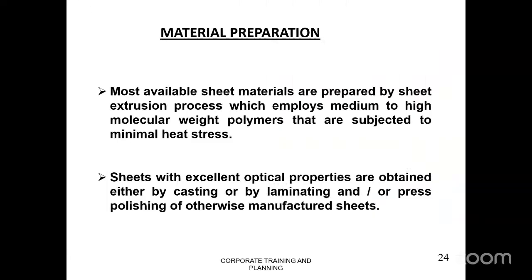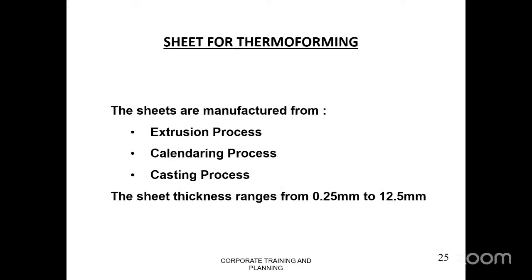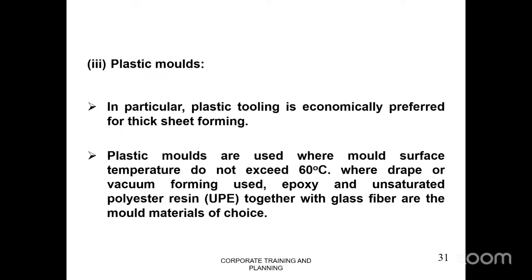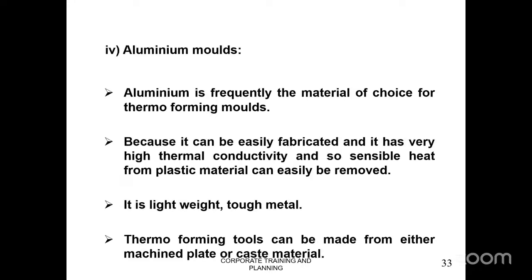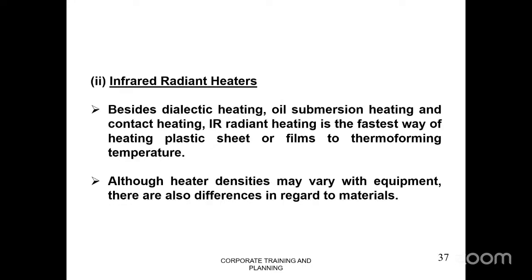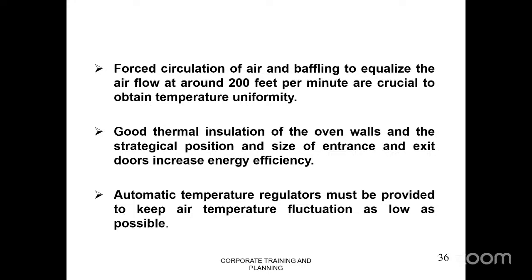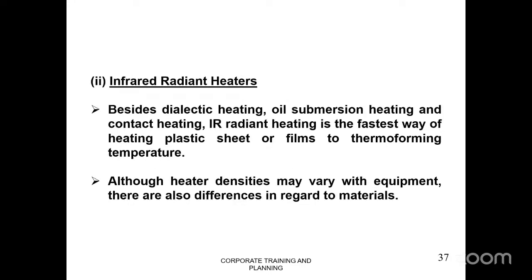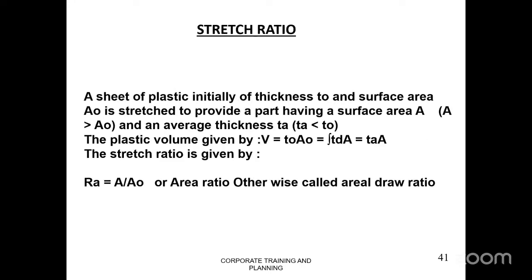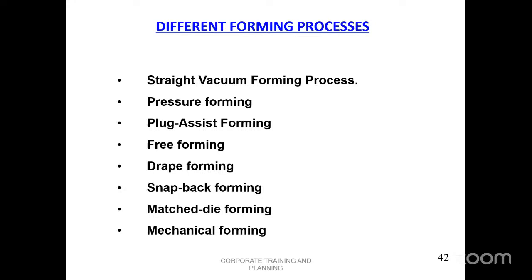Now, after that, they will finish this, and then material preparation. We have seen there are three processes: extrusion, calendering, and casting, by which we can produce the article. We have seen all the MOC required for the material. Then heating also, infrared heaters are used for the heating purpose. Electrically powered infrared heaters are also used. Then stretch issue also we have seen yesterday.